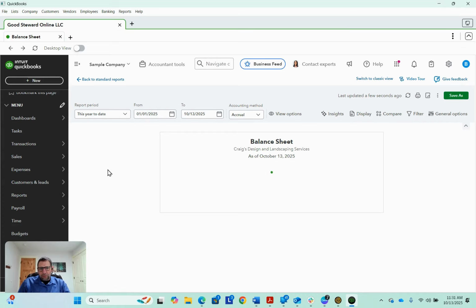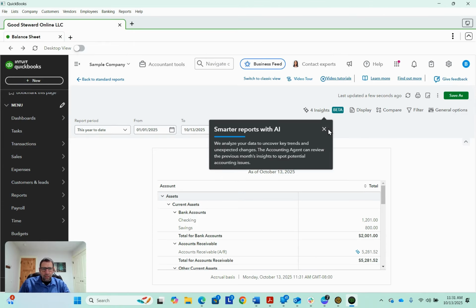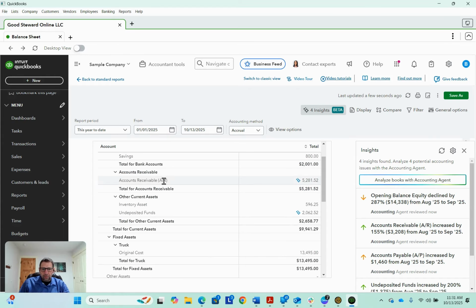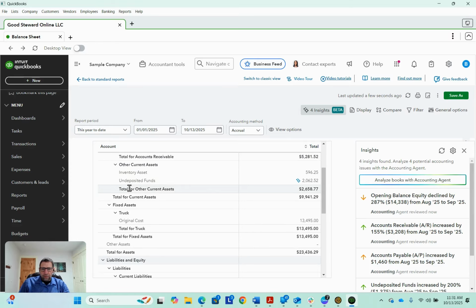And I've come up against this situation with some clients. First thing I do when I take on a client is I pull their balance sheet, take a look at it, and then I ask about this undeposited funds. And notice here that we have $2,062.52 in undeposited funds. So I see this. The first thing I do is I ask my client, do you have $2,062.52 sitting there in your safe? Are there some checks that you haven't deposited? Because that's what this account is for.